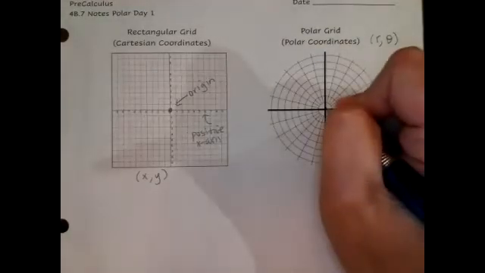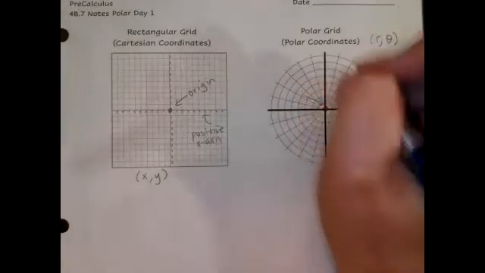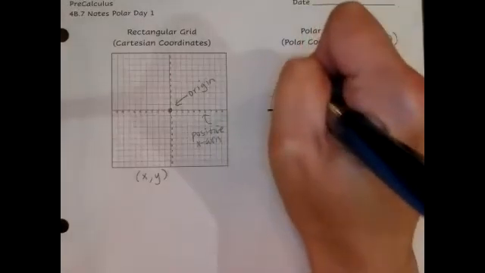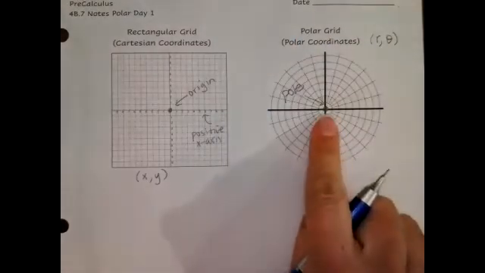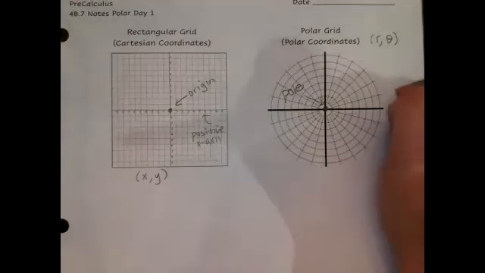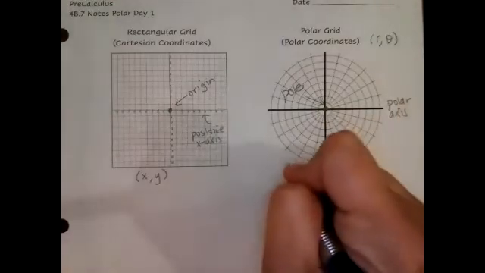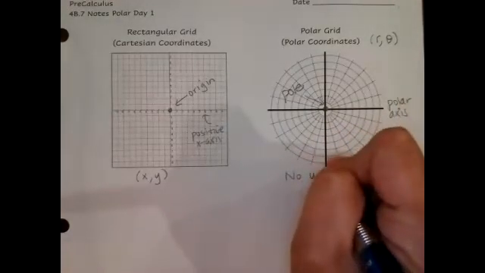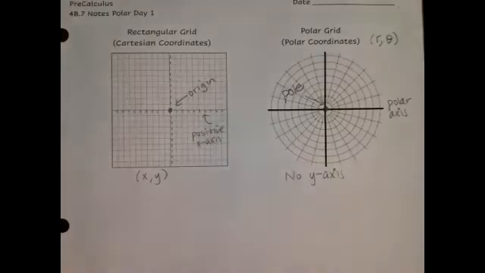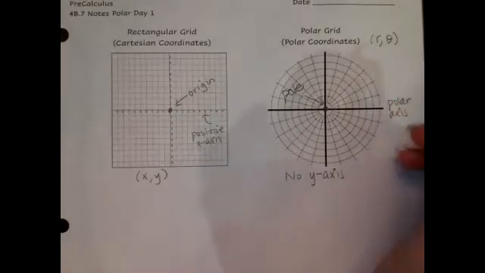This point in the center right here is called the pole. So this is our pole right here for the polar grid. And then this side right here, that positive x-axis, is called the polar axis. So there's no y-axis. We said the point is r, comma, theta.